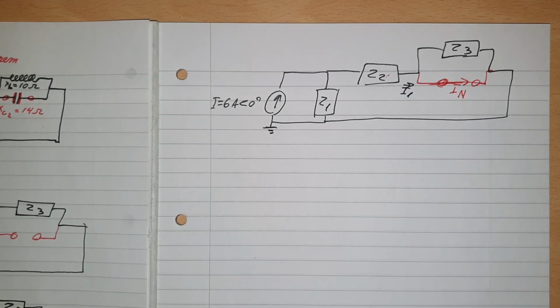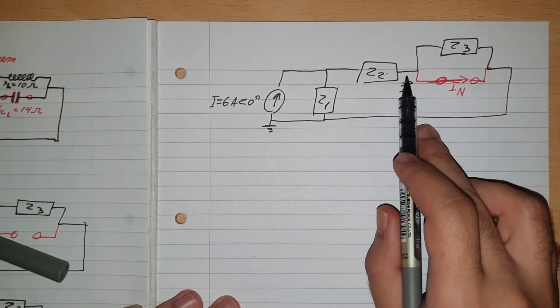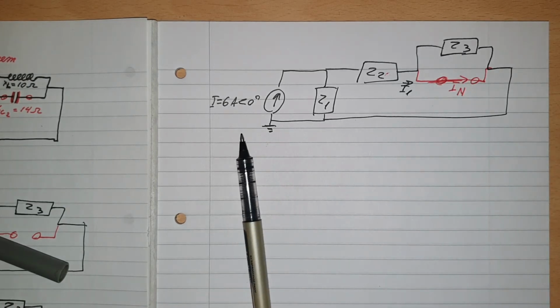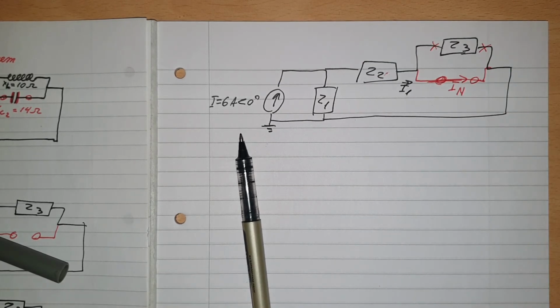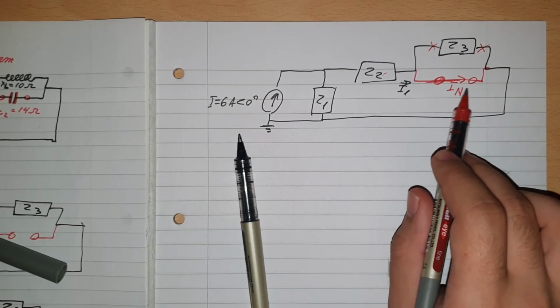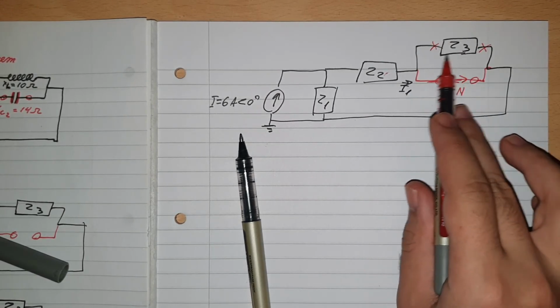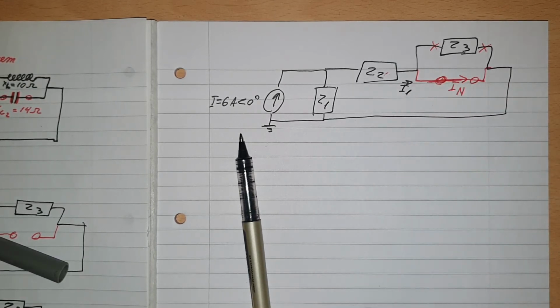Alright, now again, very simple. We just need to find the current I1, the current going through here, but also remember that Z3 here doesn't really make any difference because there is no current going through it. Why is there no current going through it? Well, like the previous exercise, this IN creates a short circuit, so all the current will go through here. So this resistance doesn't really exist. This is just a wire going this way.